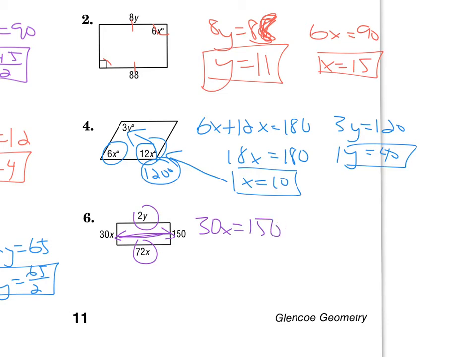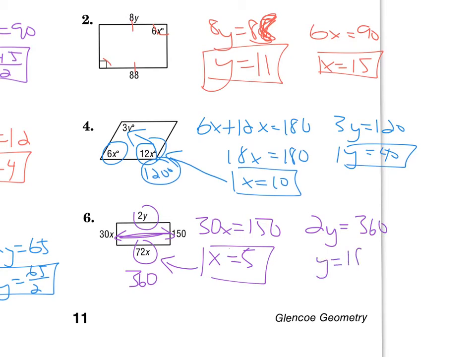So 30x equals 150, so divide by 30, and x equals 5. Now that I know that x equals 5, I can plug that into my 72x, and 72 times 5 comes out to 360. That will create my second equation for myself. 2y equals 360. Divide by 2, y equals 180.